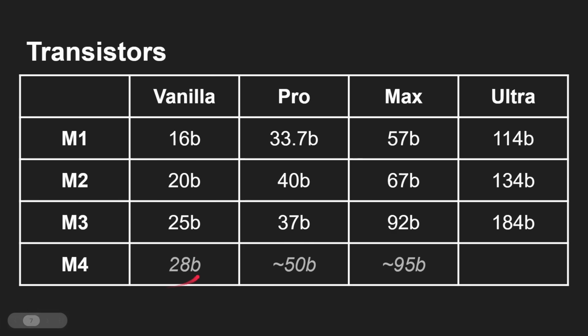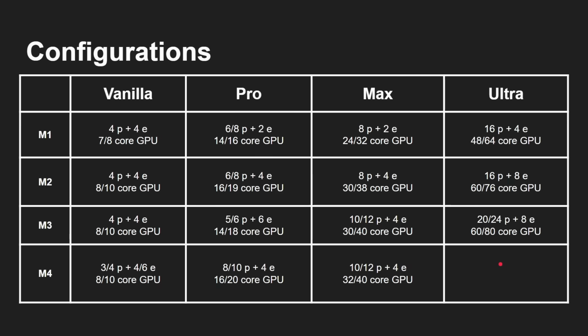Now, we don't really know the size of the M4 in terms of transistors. Some rumors it's 28 billion transistors. That would be kind of in the line of how we're seeing the growth here between each generation, 4 billion, 5 billion kind of bump each time. And then if you extrapolated that, that would mean it's around 50, maybe 60 billion for the Pro, 95 billion for the Max, and so on. And of course, we don't have an Ultra yet.